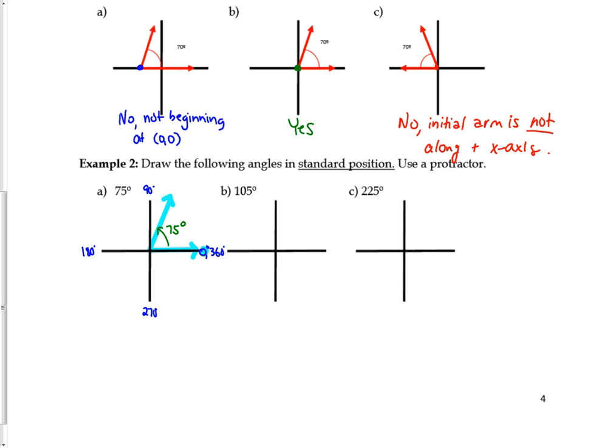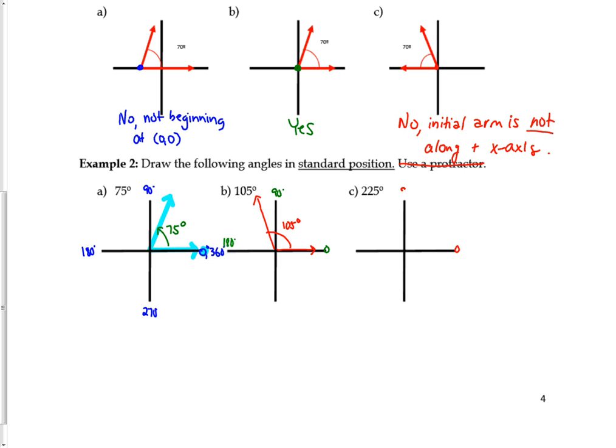So 105, we have 0, 90, and then 180 is over here. We're going to be in quadrant 2. So we have to draw our initial arm, and we need to draw our second one. So approximately, we're going to approximate it. We're not going to use protractors. And so our rotation angle is this full angle here, 105 degrees. It says use a protractor. I should delete that. I'm not going to use a protractor.